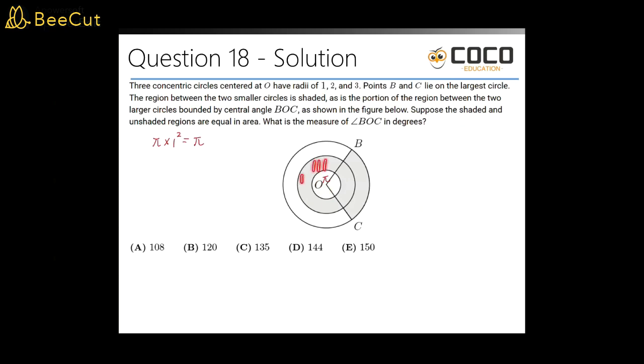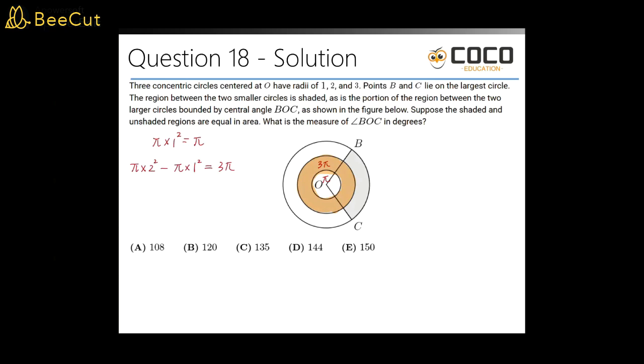Let's find the first ring. It's the difference between the medium circle and the small circle. So that's pi times 2 squared, the area of the medium circle, minus pi times 1 squared, the area of the small circle. This equals 3 pi. That's the difference between them.